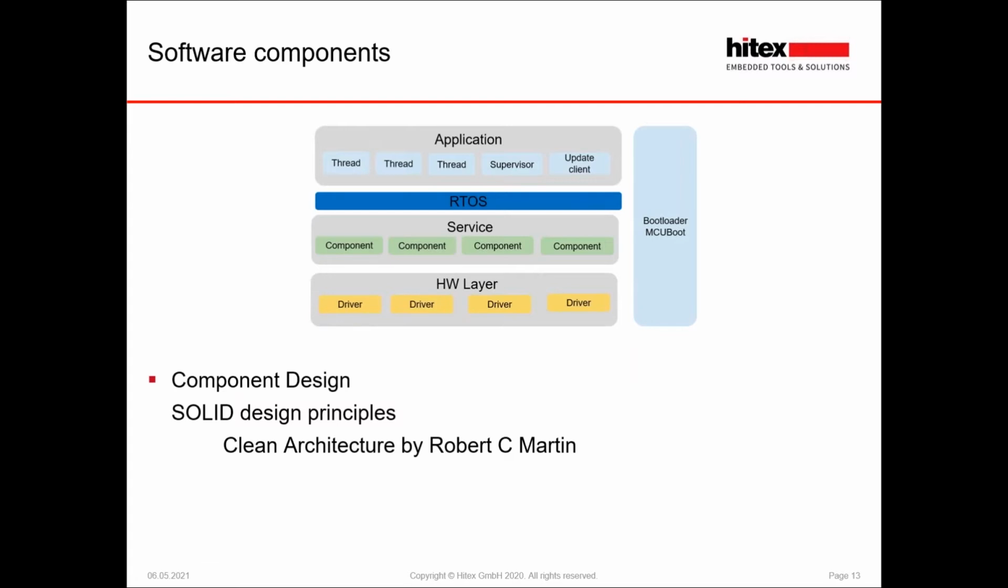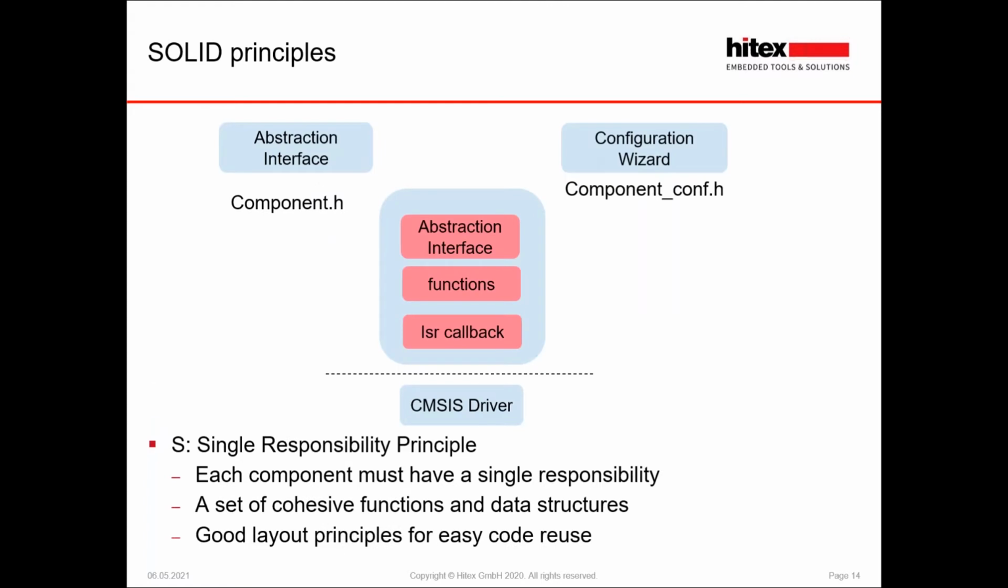So when we design our components, there's a set of software principles that was developed by Robert C. Martin in his book Clean Architecture. These have the acronym SOLID, which we can use as a basis for our software components. So first of all, the S stands for single responsibility. This means that our software component is really providing one area of functionality of our code. It's isolated away in its own modules and it's completely functionally isolated from every other part of the software. So this is a set of cohesive functions and data structures.